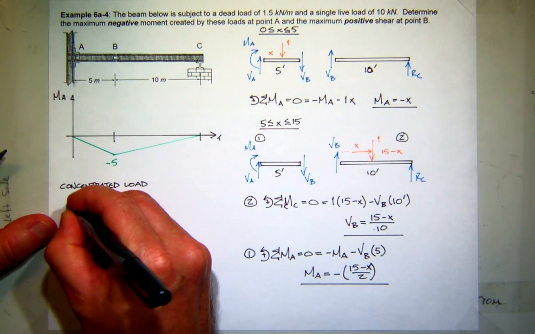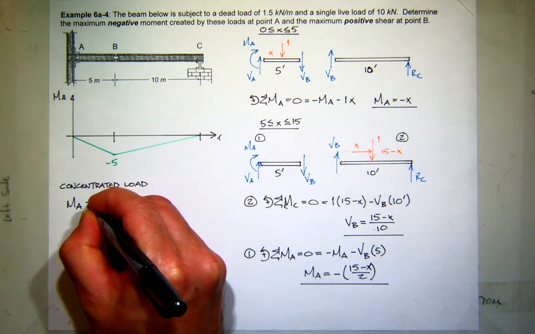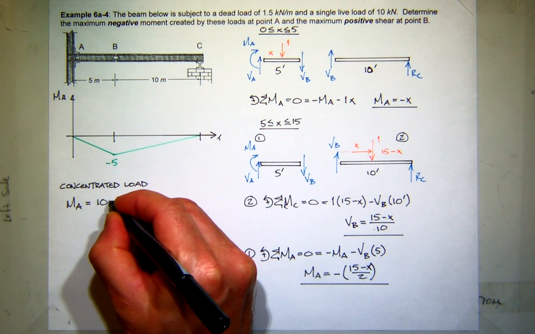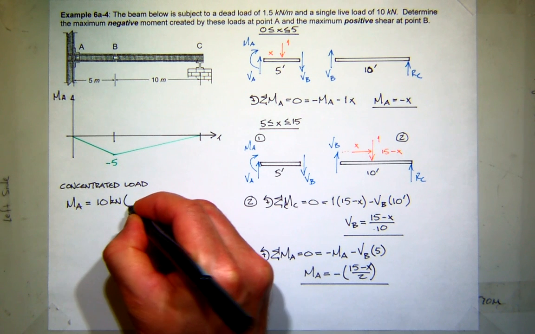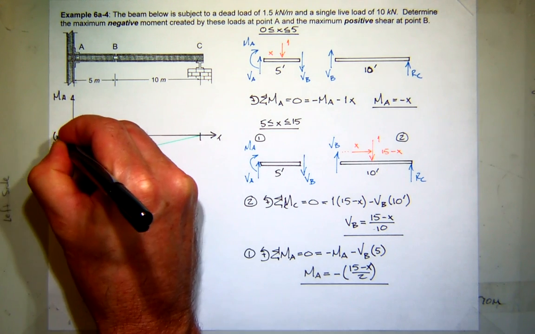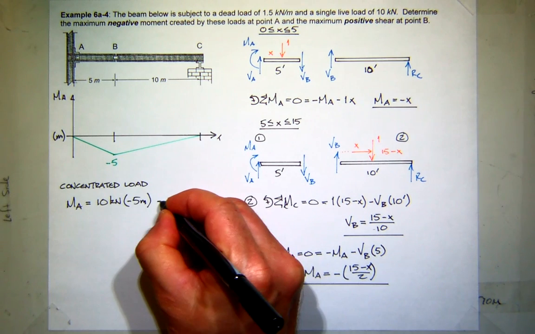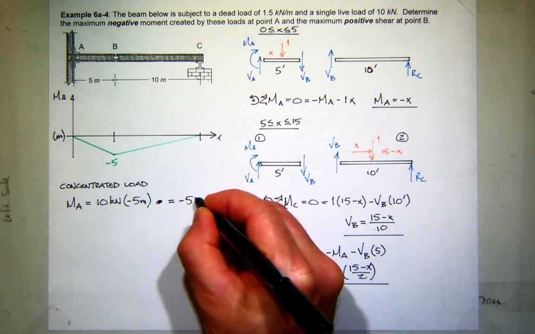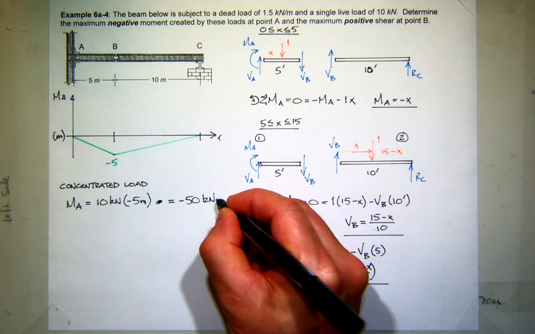So the moment at A for the concentrated load would be 10 kilonewtons times minus 5 meters. I forgot to put the unit on here as meters. So that'll be negative 50. Oops. Negative 50 kilonewton meters.